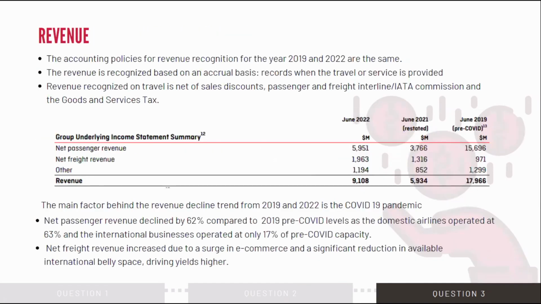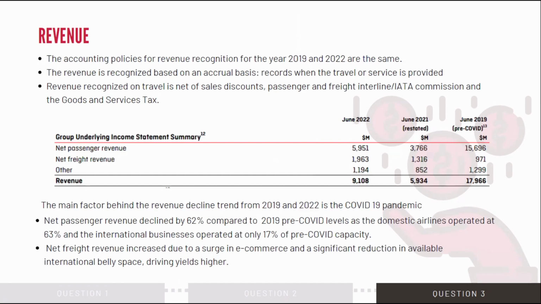Moving on to the revenue analysis, we have found that the accounting policies for revenue recognition between 2019 and 2022 are the same. The airline has two revenue sources: revenue from passengers and revenue from freight forwarding. This revenue is recognized on an accrual basis, which means that the company will record the revenue when its cargo or goods are provided.